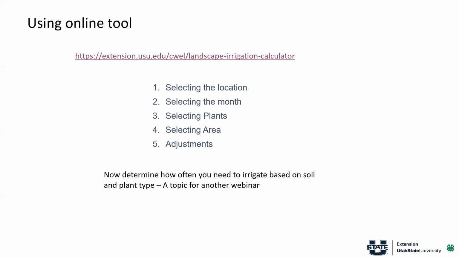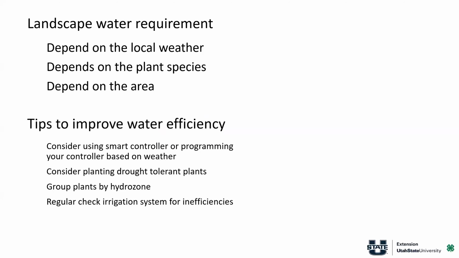Now, it all boils down to this: landscape water requirement depends on local weather, meaning reference evapotranspiration. It depends on plant species, and we use plant factor for that. It depends on landscape area, and we calculate water need for each hydrozone in the landscape and add it all up. That will give us how much water our landscape needs.